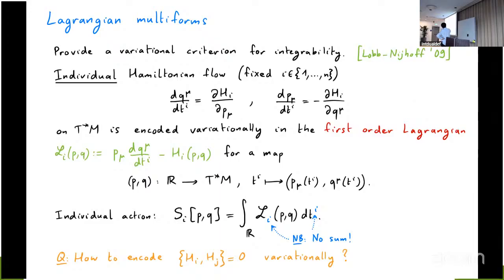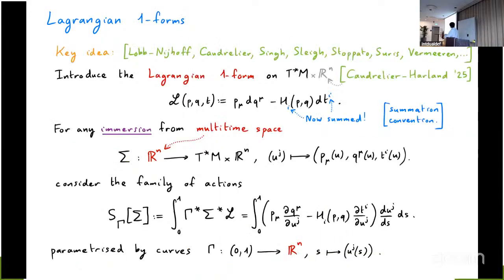Okay, so this only describes one particular time flow. And the question is, well, how do you describe all the time flows together in one Lagrangian? And more importantly, how do you encode the involution property of these Hamiltonians, which is crucial for integrability, in the Lagrangian framework? Okay. So this is where multiforms come in. The key idea, which goes back to Lobb and Nijhoff and has been developed by many people since then, including Vincent, who's an expert in the audience, is to introduce the notion of Lagrangian multiform.